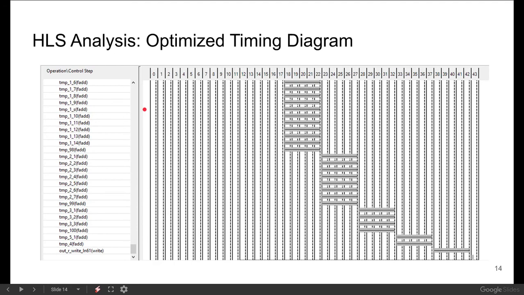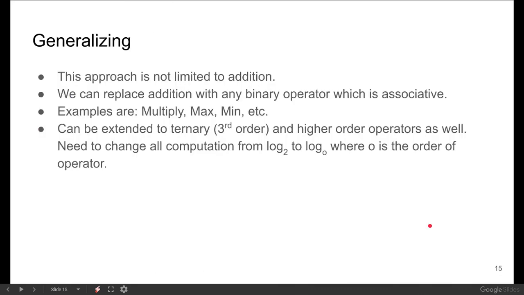Now let's look at the timing diagram generated by the HLS analysis tool to see how the additions are happening. We can see that we have 16 additions here, then 8, then 4, then 2 and 1 as we predicted, and we can see that all these additions can be done in parallel, then these can be done in parallel, and so on and so forth.